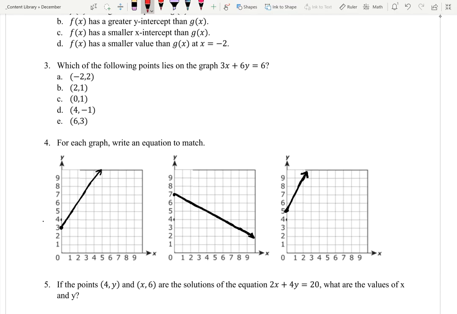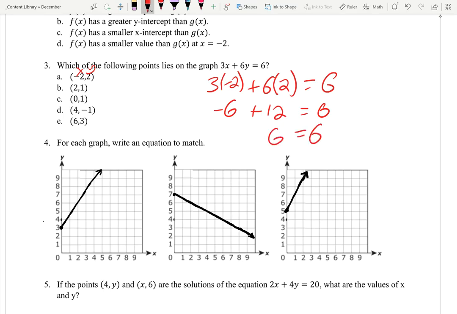So let's try A first. So 3, I'm going to plug in -2 for x. I'm going to plug the 2 in for y, plus 6 times 2 equal to 6. Now this comes out to be -6 plus 12 equal to 6. And this is true. -6 plus 12 does equal 6. So that point belongs. So A would be an answer choice, right? And that's what we're going to do for all these other points.